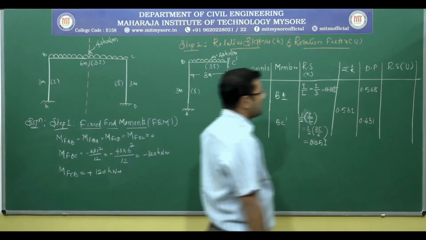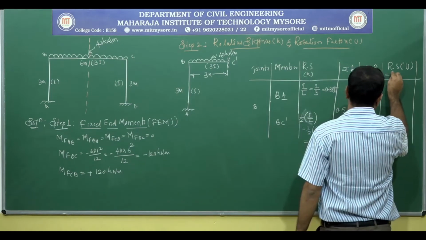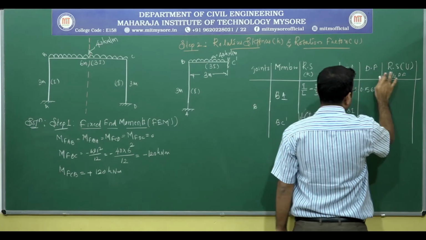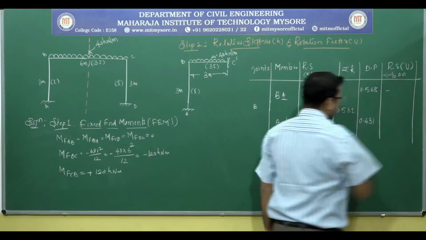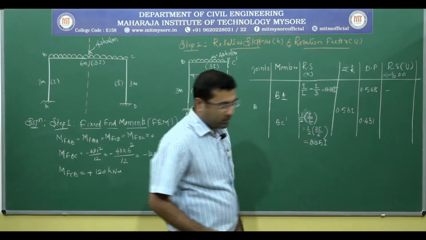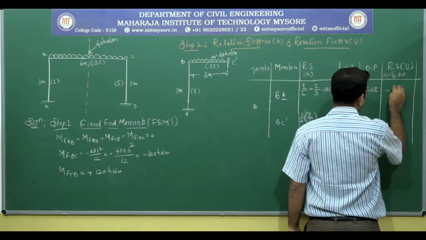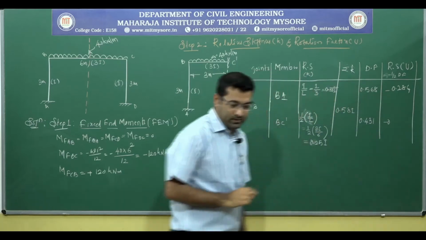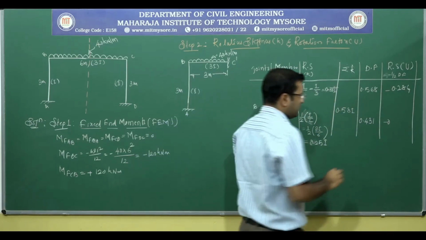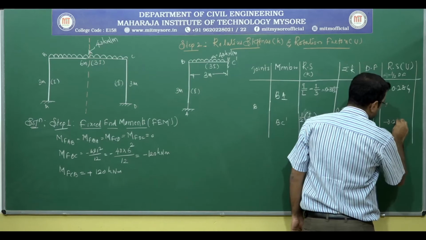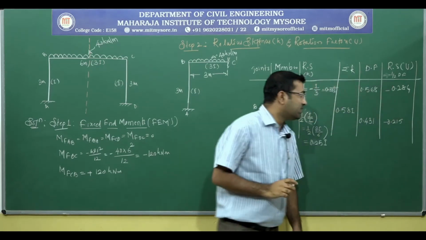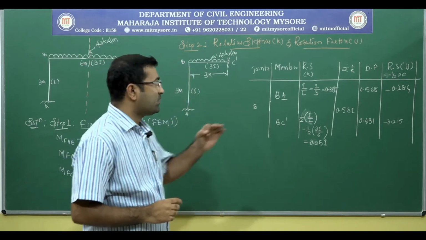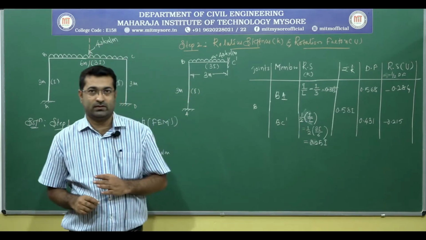So the rotation factor, we all know, is minus half of the distribution factor. So this will be minus 0.284 and minus 0.215, minus 0.215. So these are the rotation factors which we are going to use for the further calculations.